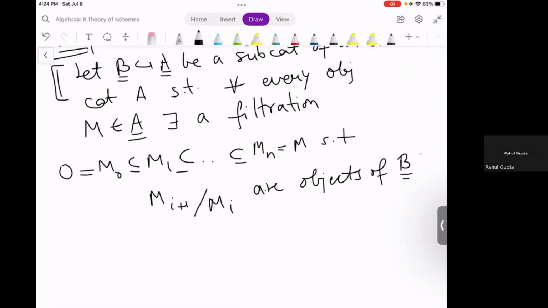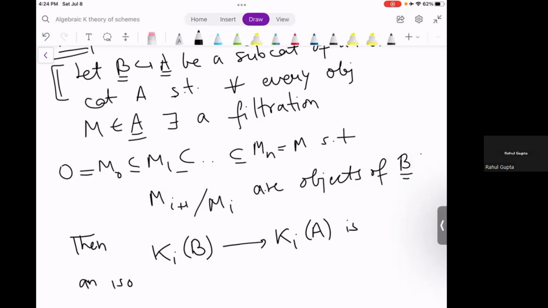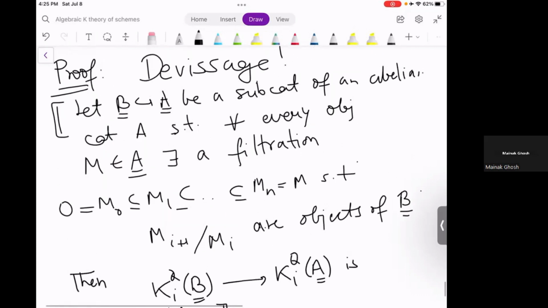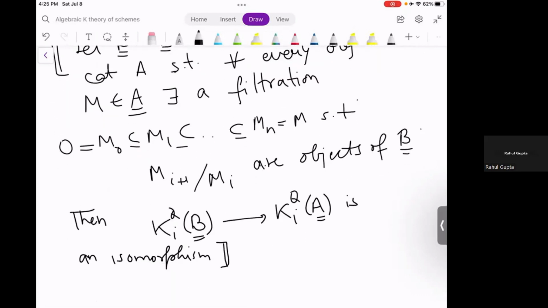Then there is a push-forward map from K theory of B to K theory of A, because the inclusion is an exact functor. So if there exists a filtration such that the quotients are actually in B, then the K groups of these two exact categories are actually the same. Rahul: there's only 5 minutes left. Yeah, sure. So I will just finish with this proof.